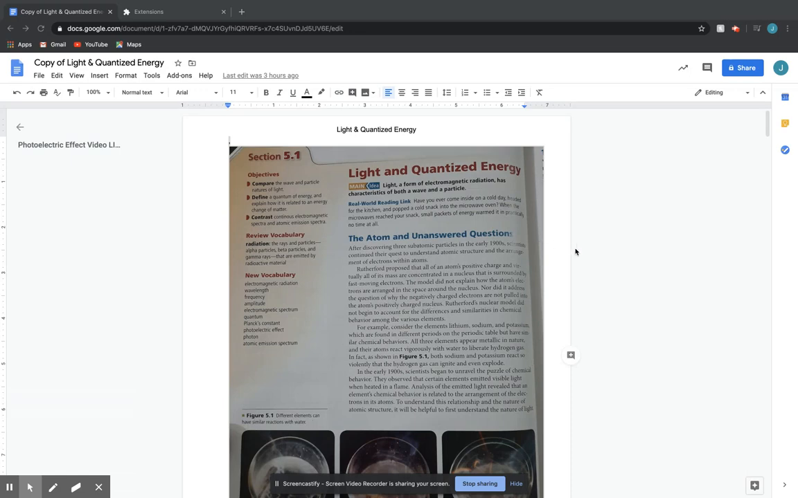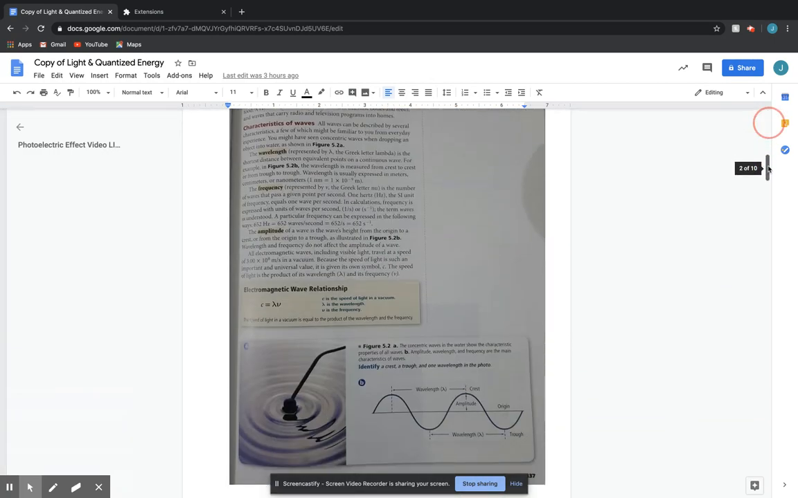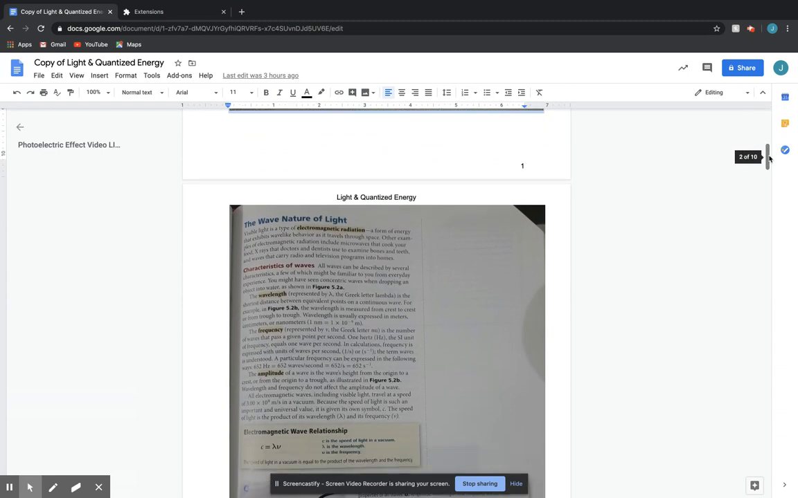So today we're going to be talking about light and quantized energy. Basically, light is a form of electromagnetic radiation that has characteristics of both a wave and a particle. The wave nature of light: visible light is a type of electromagnetic radiation, a form of energy that exhibits wave-like behavior as it travels through space.